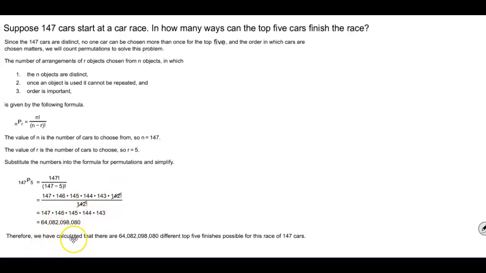And so therefore, we've calculated that there are 64,082,098,080 different top 5 finishes possible for this race of 147 cars.